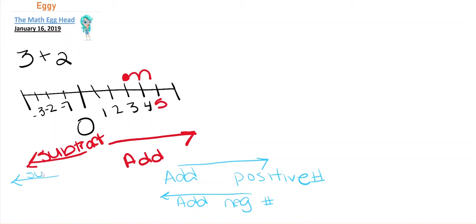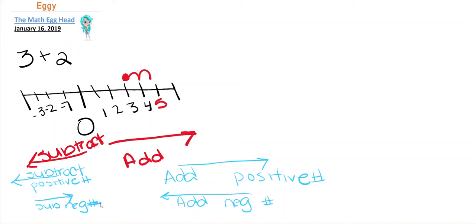The opposite is if you're subtracting, you go to the left of 0 because to the left of 0, the numbers are getting smaller. Now, if you're subtracting a positive number, you keep going to the left. If you're subtracting a negative number, you're going to go to the right.